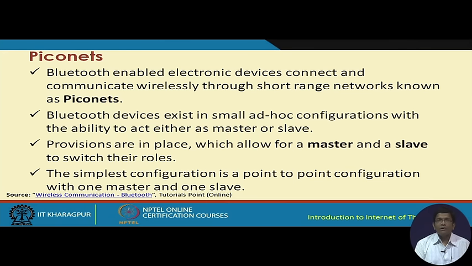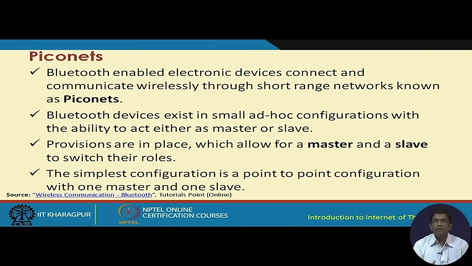The simplest configuration is a point-to-point configuration with one master and one slave. And where do we get it? This is something that we typically use. A single master, single slave configuration is something that we use typically to exchange files, videos, images, graphics and so on between our mobile devices.